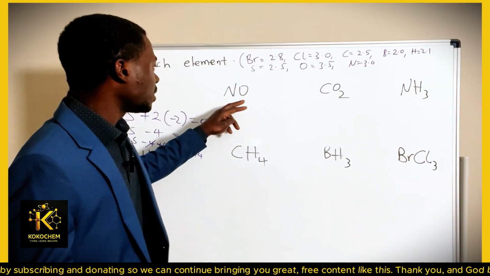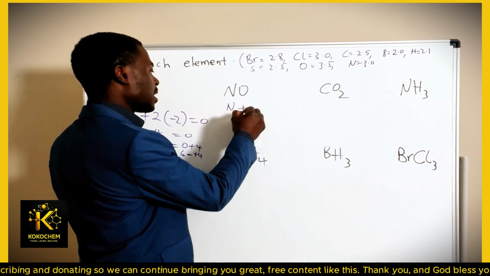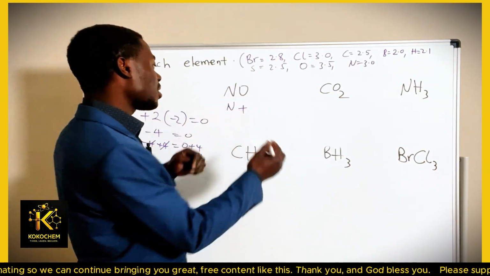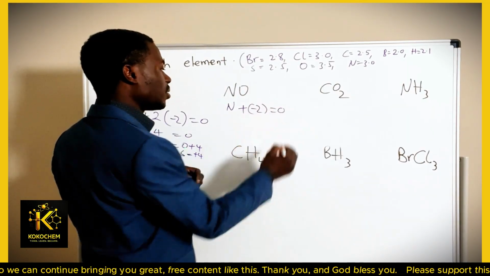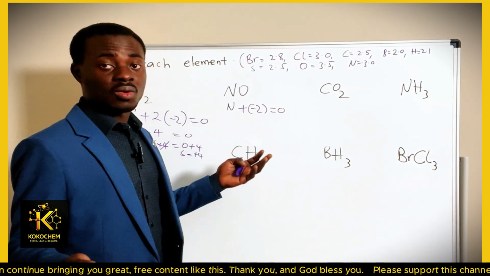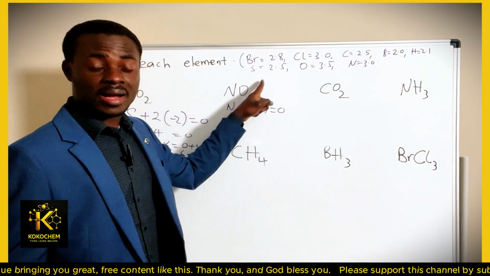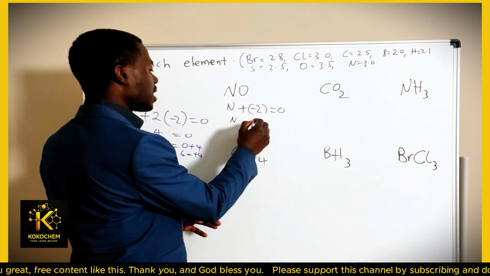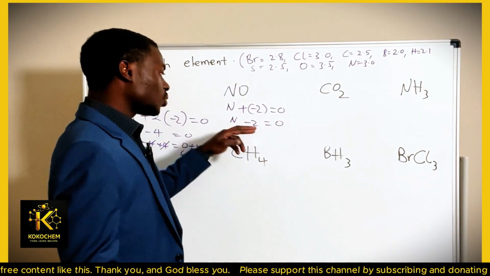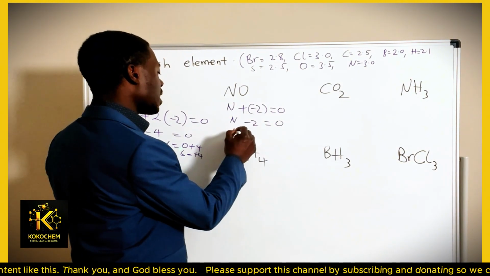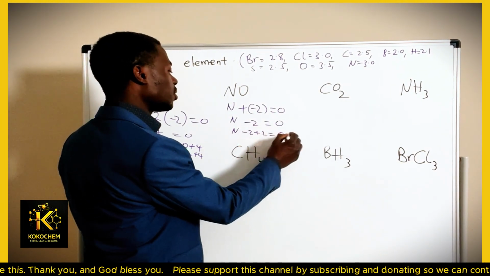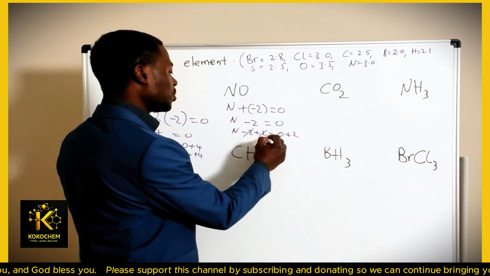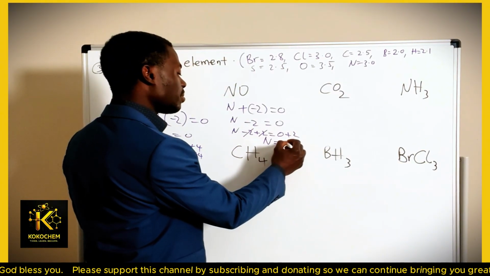What did I say? So it will be N plus oxygen. The oxidation state of regular oxygen is -2, and the total is equal to 0 because NO is a neutral compound. The charge of a neutral compound is equal to 0. So N -2 equals 0. We move the -2 to the other side: N -2 plus 2 equals 0 plus 2. The -2 cancels the plus 2, so the oxidation state of nitrogen will be plus 2.